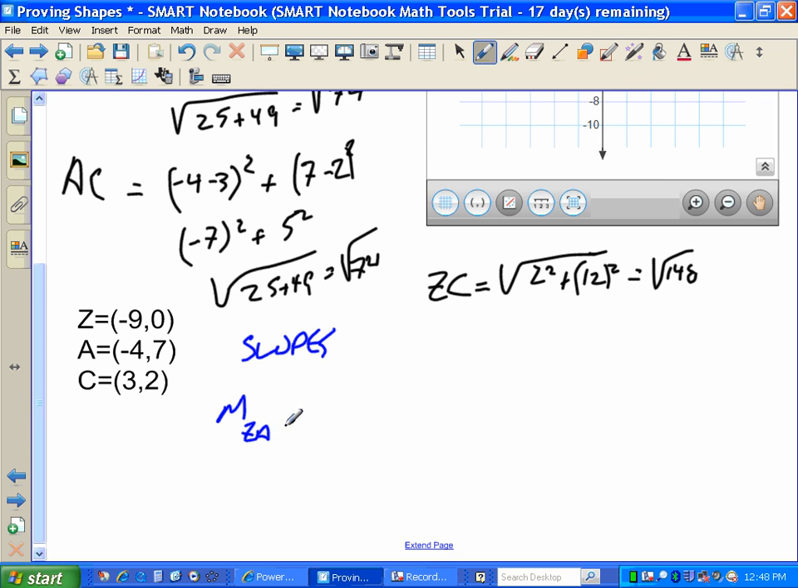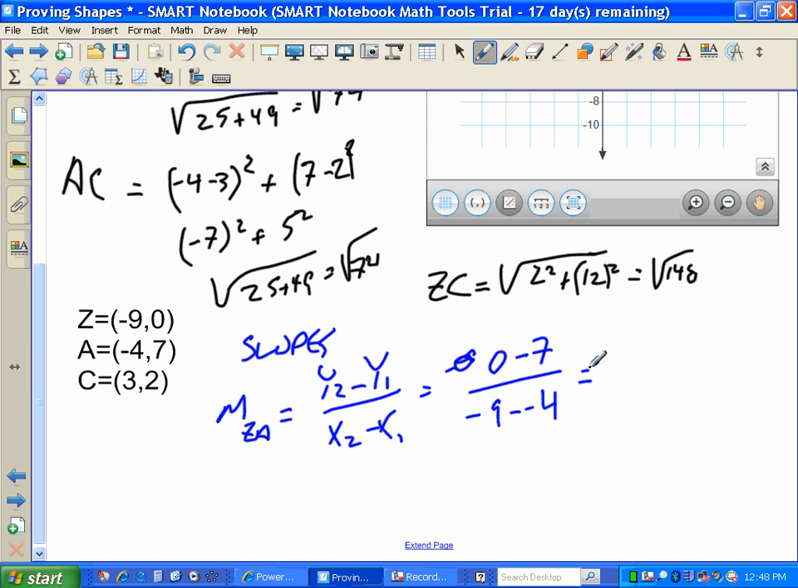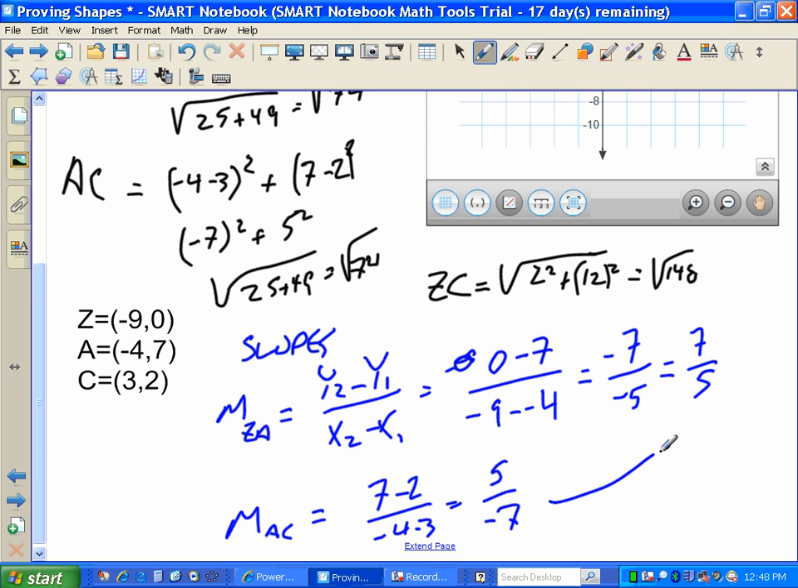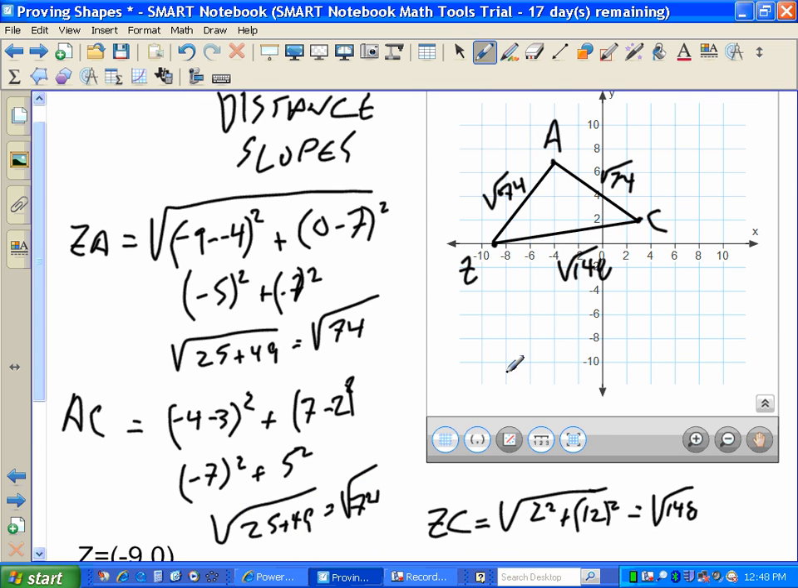Slope of ZA, and remember slope is y2 minus y1 over x2 minus x1. Okay, that one turns out to be, let's do this correctly, 0 minus 7 over negative 9 minus negative 4. That turns out to be negative 7 over negative 5, so we call that 7/5. Then we'll do the slope of AC, same formula: 7 subtract 2, that's my change in y, negative 4 subtract 3, so I end up with 5 over negative 7. What do we know about those two slopes? Those two slopes are opposite reciprocals, so we have ourselves perpendicular lines.